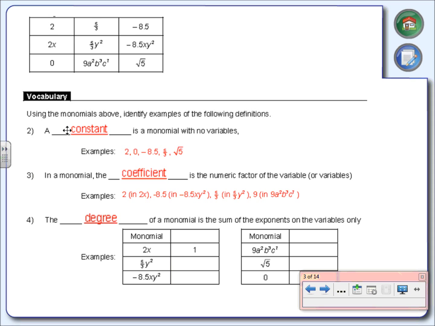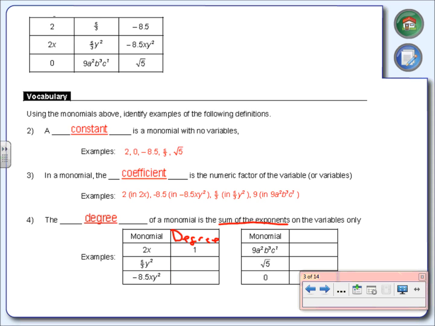I want you to underline that part for me right there. The sum of the exponents. Now, when I say exponents, I'm referring to the variables only. Variables only. So right below that, we got a couple of examples. They give us some monomials, and what we're going to do is find the degree of each of those monomials. So the first one they've done for us, 2x. The degree of that monomial is 1. And that's because the only exponent is a 1.